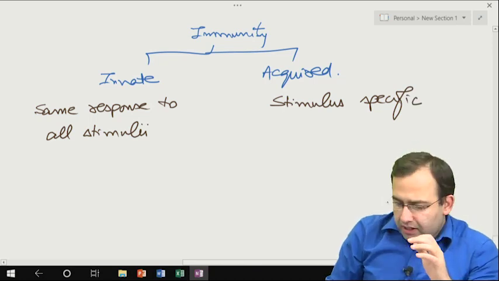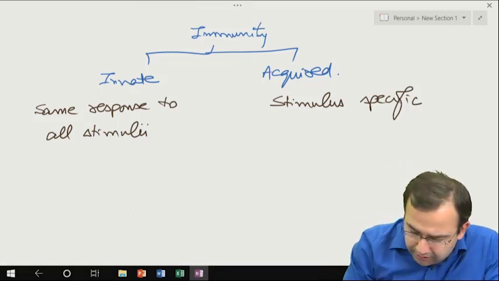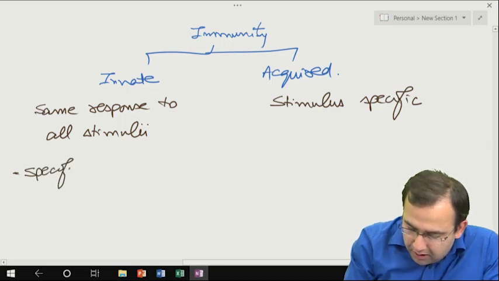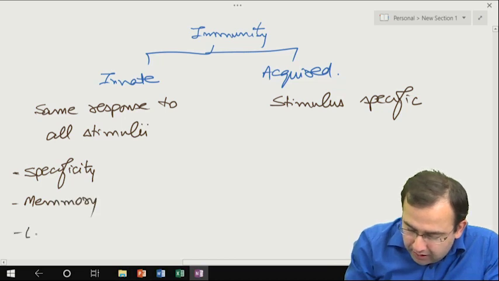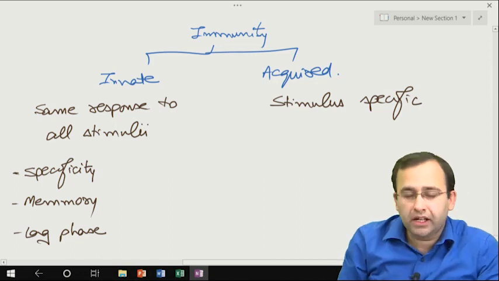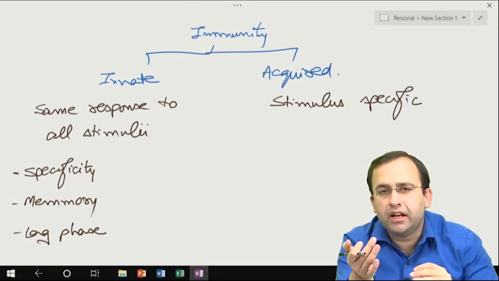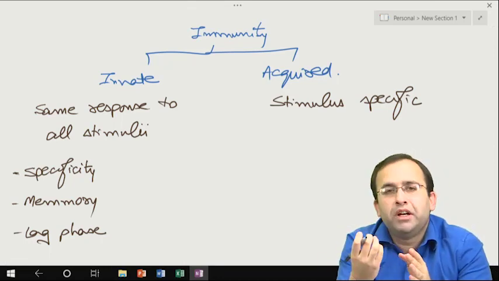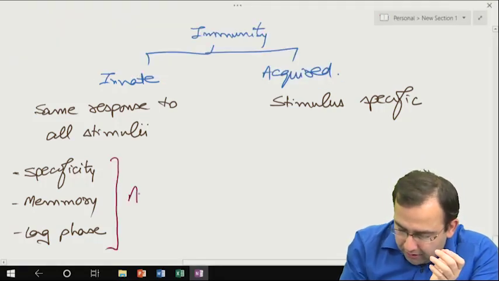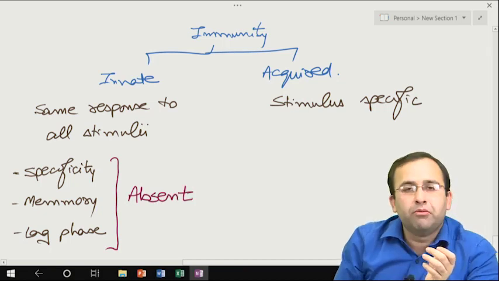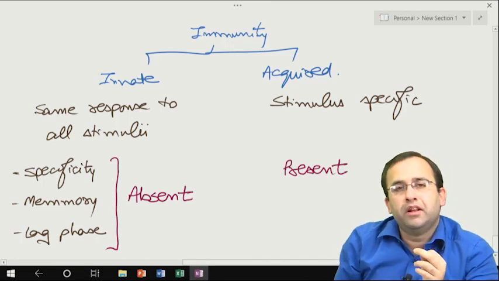So in innate immunity, whether it is a bacterial infection, viral infection, or somebody has pinched you, it is the same response. So I can safely say specificity, memory, and lag phase. Memory means 1 year ago you got a staph aureus infection. If it occurs again, innate immunity will not remember, whereas acquired immunity will have a stronger response. So specificity, memory, and lag phase are absent in innate immunity, versus present in acquired immunity.